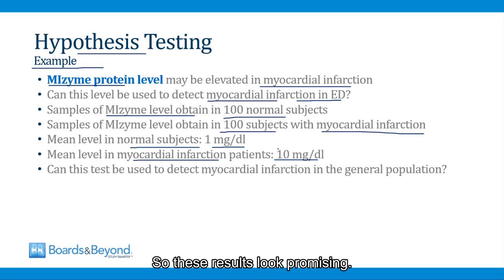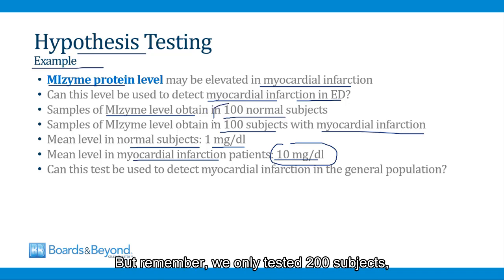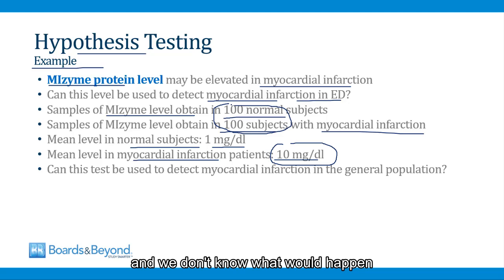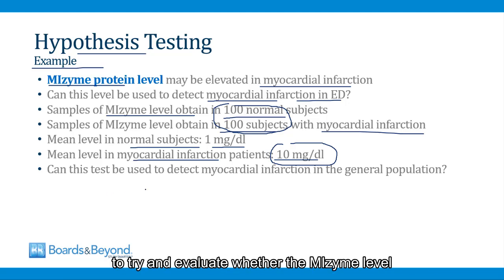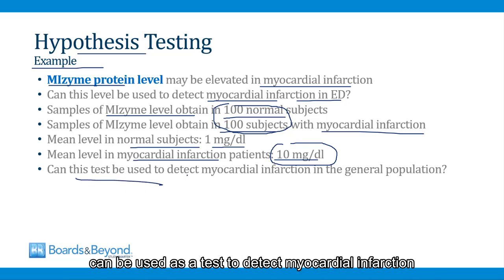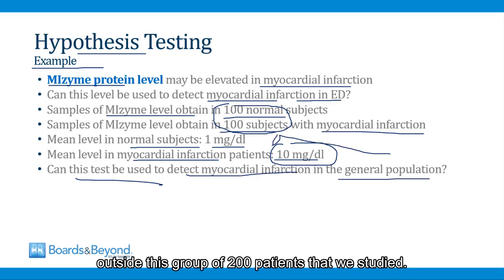So these results look promising. The MI-zyme level is much higher in the patients with a myocardial infarction. But remember, we only tested 200 subjects, and we don't know what would happen if we conducted this experiment again on another 200 subjects, or if we use the MI-zyme level in thousands of patients in the real world. So we're going to go through the process of hypothesis testing to try and evaluate whether the MI-zyme level can be used as a test to detect myocardial infarction in the general population outside this group of 200 patients that we studied.